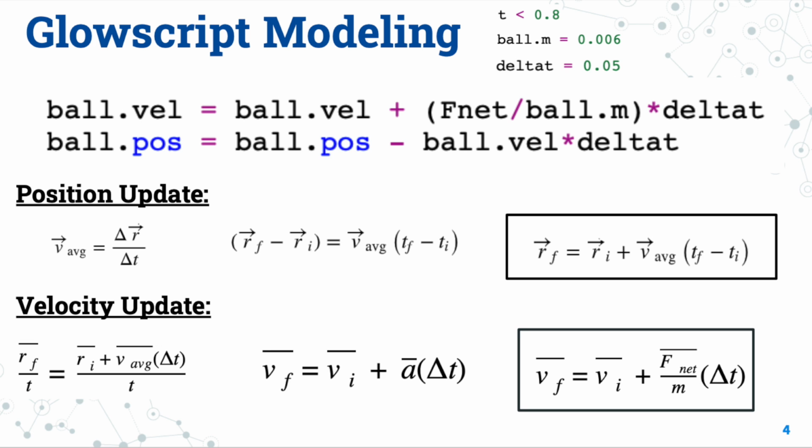To derive the updating position equation, I simply took the average velocity, which is equal to change in distance over change in time, and rearranged it to get the final distance is equal to the initial distance plus the average velocity times change in time. Similarly, the final velocity is equal to the initial velocity plus acceleration times time. This can be rearranged per Newton's second law to be velocity final is equal to velocity initial plus the net force over mass times time. The incorporation of the net force will be what changes our diagrams in the upcoming slides.